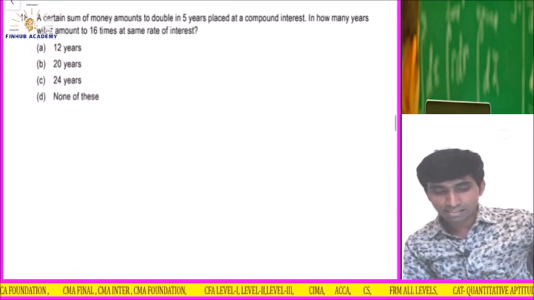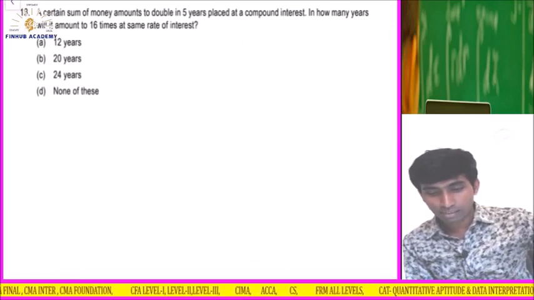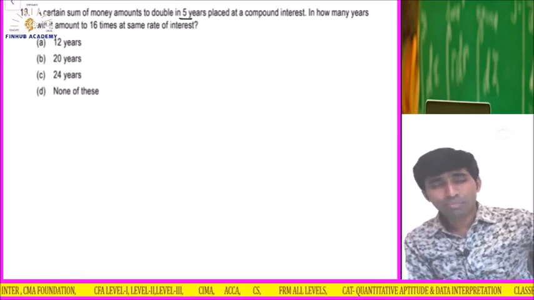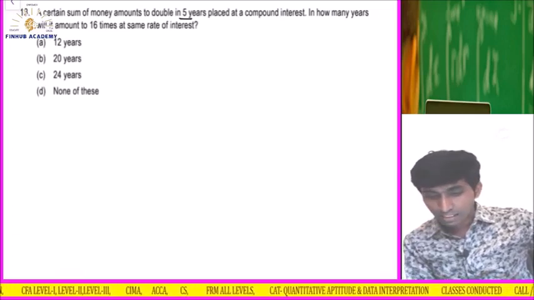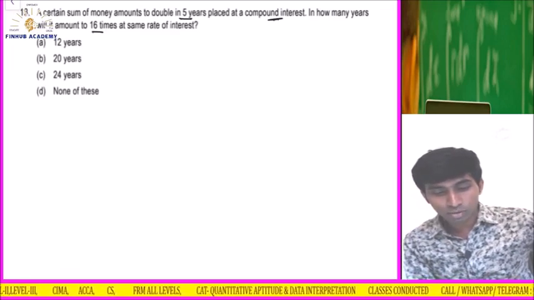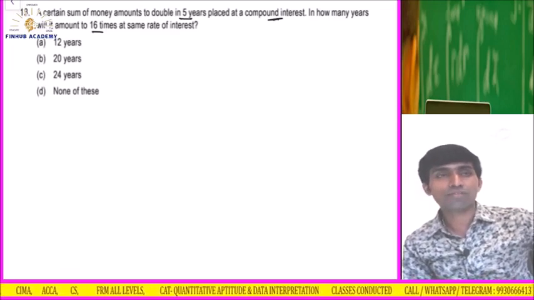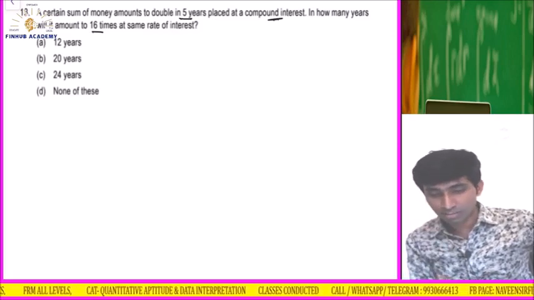A certain sum of money doubles in 5 years. So the doubling period we know, so we can calculate the interest easily. Understand? And it is placed at compound interest. In how many years will it amount to 16 times at the same rate of interest? There is one trick also, but let us do it in the normal way.